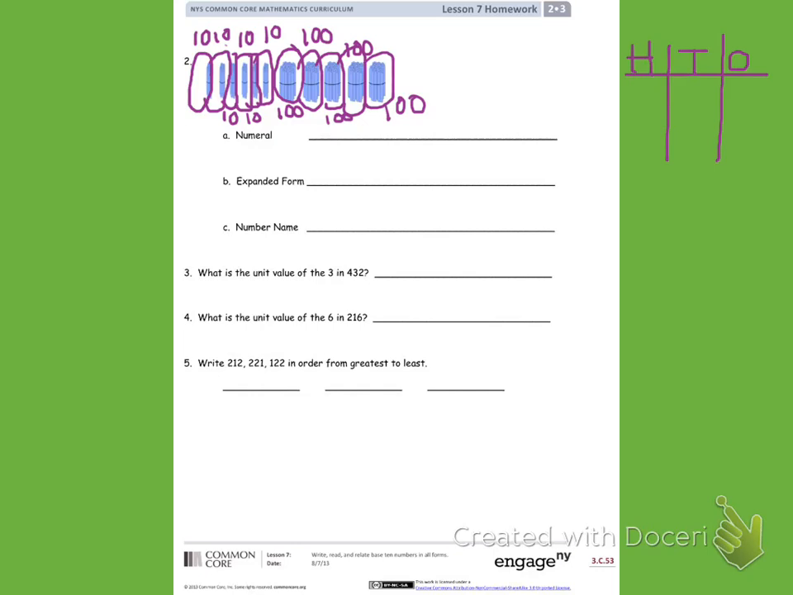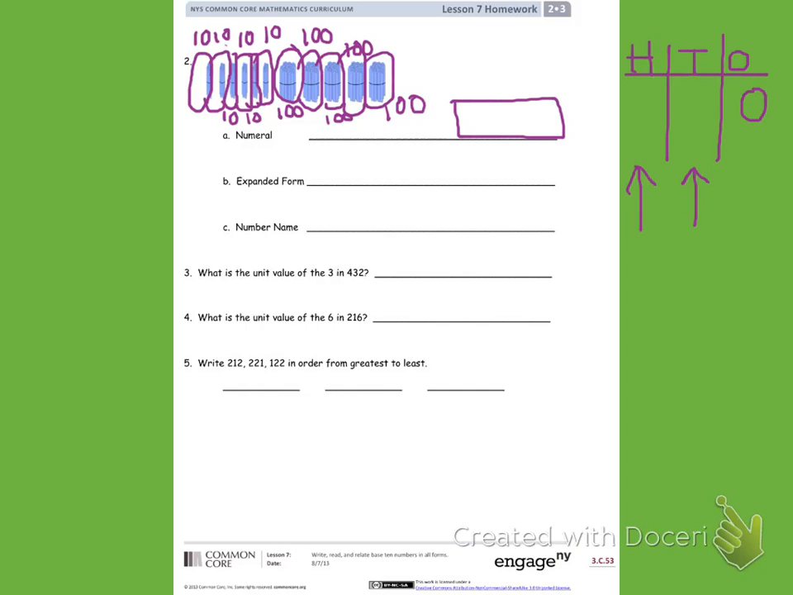Count up the number of tens there are and write the number of tens in this column. Count up the number of hundreds bundles there are and write the number of bundles in this column. As you can see, there are no ones, so that number will definitely be a 0. After you've done that, you'll write the number in numeral form right here for the total number of straws there are in all.